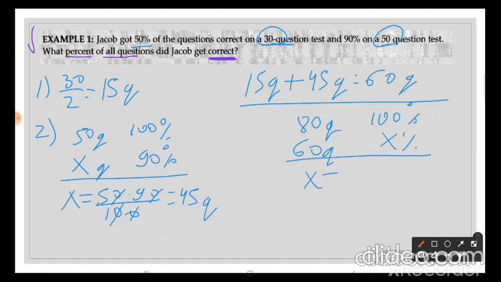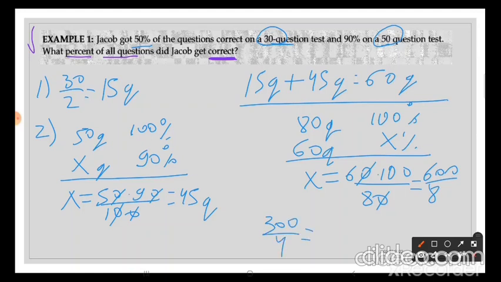Cross product again, 60 times 100, and we divide by 80. This 0 cancel. We have 600 divided by 8. We can simplify by 2, 300 by 4. It is 75%. So answer is 75%. He got correct. It's good.